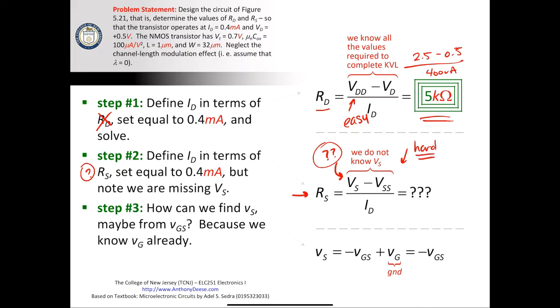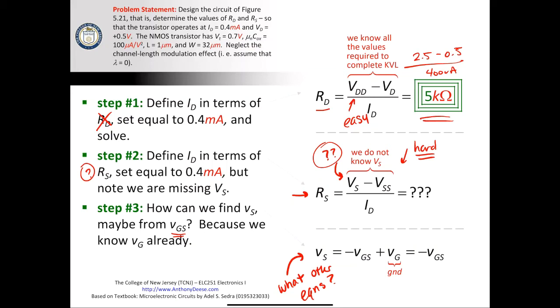All right, so what else do we know? How can we find VS perhaps from VGS? And this is a common strategy. When we are dealing with a problem like this, and one equation doesn't isolate the variable that we're looking for, allow us to solve, we're going to ask ourselves, what other equations are out there that we can use?